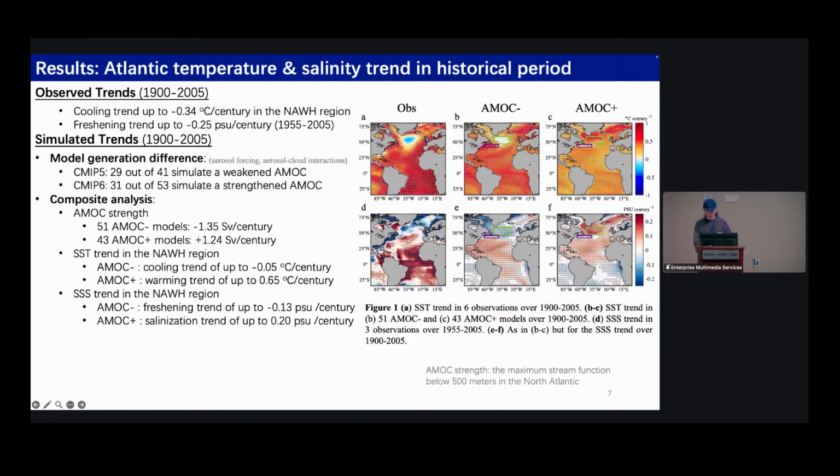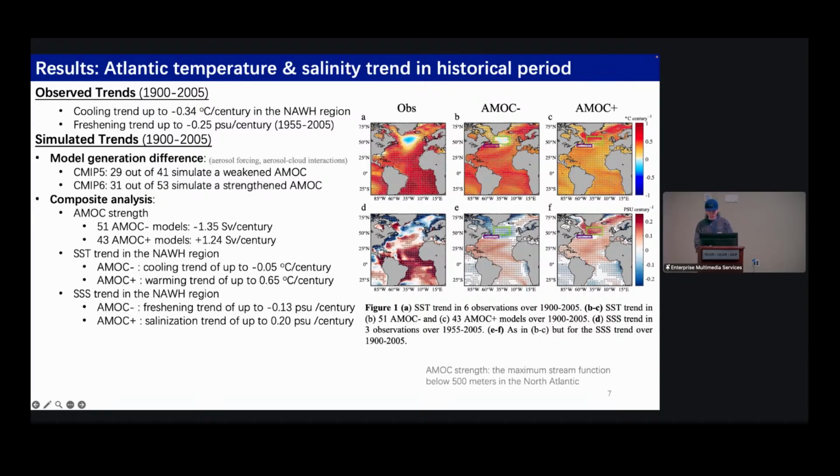We first plot the Atlantic sea surface temperature and salinity trend in both observations and CMIP models. Panel A shows the observed SST trend, and we can see that the cooling trend is up to negative 0.34 degrees Celsius per century in the warming hole region. Panel D is the observed SSS trend, and the freshening trend is up to negative 0.25 PSU per century.